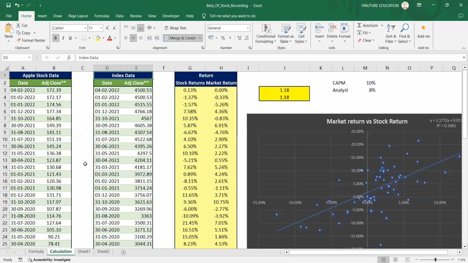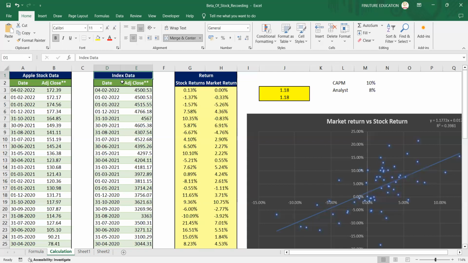But from an understanding point of view, beta is the change in your stock with respect to the change in your index. So how your stock returns are changing with change in index returns.